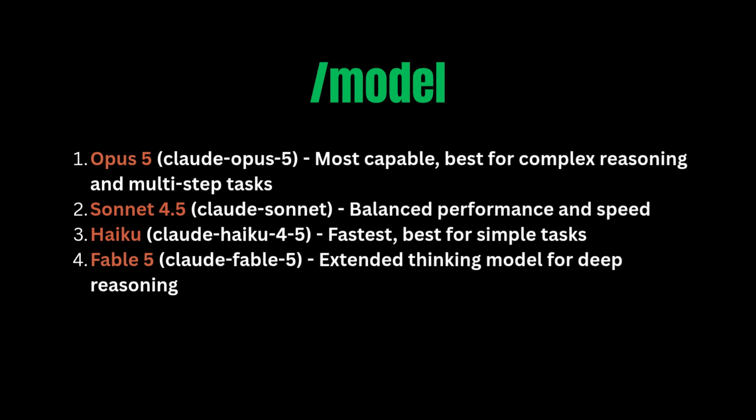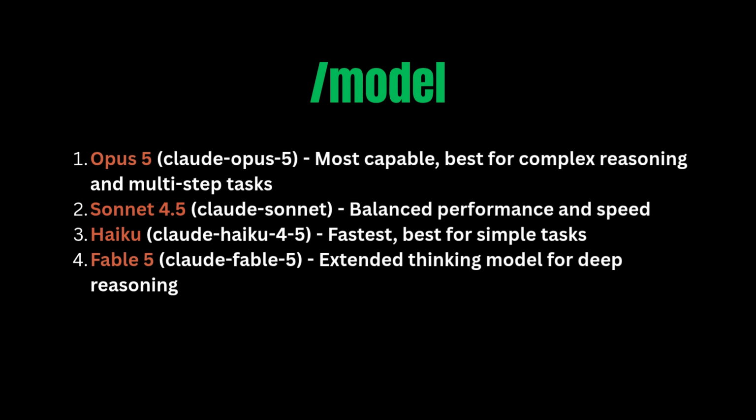And now Fable is the latest one that is introduced by Claude. It is for extended thinking and for deep reasoning. When you think that this task will need a lot of deep research and a lot of deep reasoning, this is the newest model and it should be used only when you want to do deep research, because it is very token heavy and it will use a lot of tokens. So these are some models. We can select which model is best suited for us on the basis of our need.